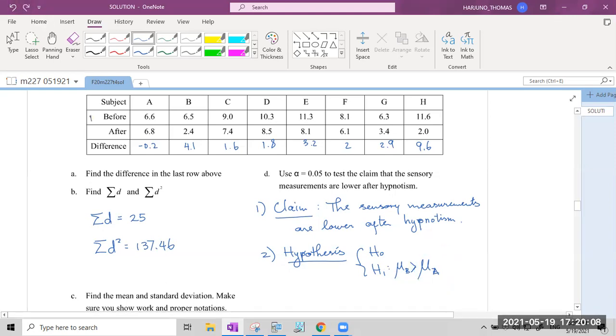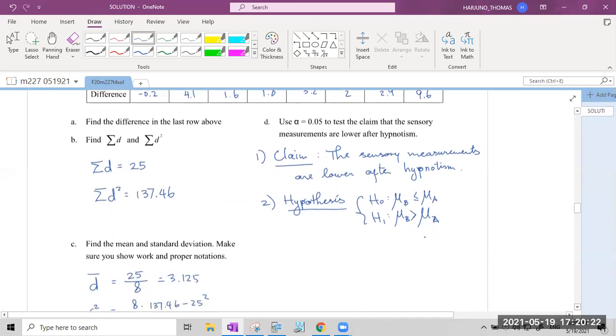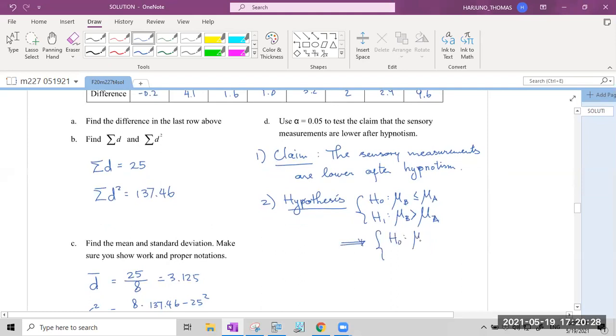Okay, so this is my B for before, this is my A for after. So this is mu before is less than or equal to mu after. But again, we don't have a constant on the other side, so we have to modify this. So mu before minus mu after is less than or equal to 0. I'm sorry, mu before minus mu after is greater than 0. And this is a matched pair. So we are actually looking at the mu D.